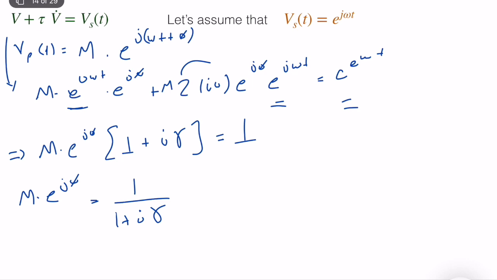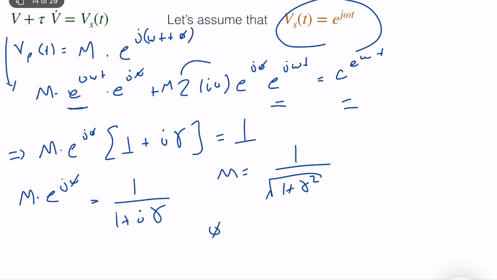Okay, so what is m? M is the magnitude scale that we see at the output when we apply this fictitious input. And phi is the phase shift that we see at the output with respect to this fictitious or test signal. Magnitude is magnitude, we know that because it doesn't have a phase. So m is simply equal to 1 over the square root of 1 plus gamma squared. I will talk about these details later when we review complex algebra. And if I look at the phase, since it is 1 over a complex number, it is equal to minus the phase of 1 plus j gamma, and phi is equal to minus arctangent of gamma.